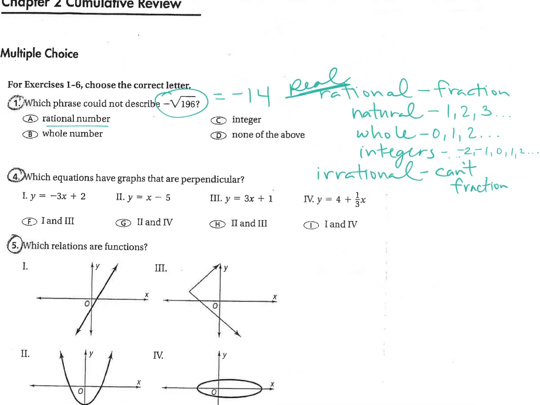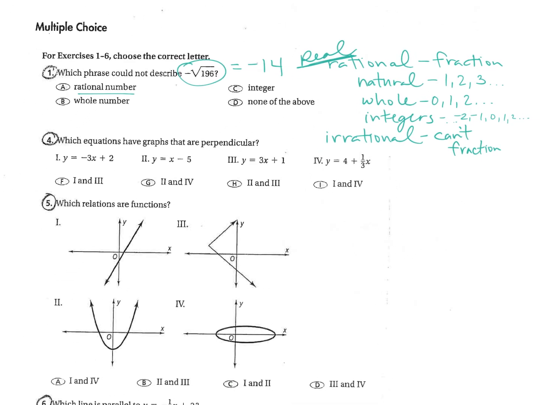So if you're thinking about all those categories, which one could not describe a -14? We said it's rational. Is it a whole number? No, because it's negative. So the answer here is it can't be B because it's a negative. It can be an integer. It is an integer, -14. So then none of the above, because whole number is one that didn't work.